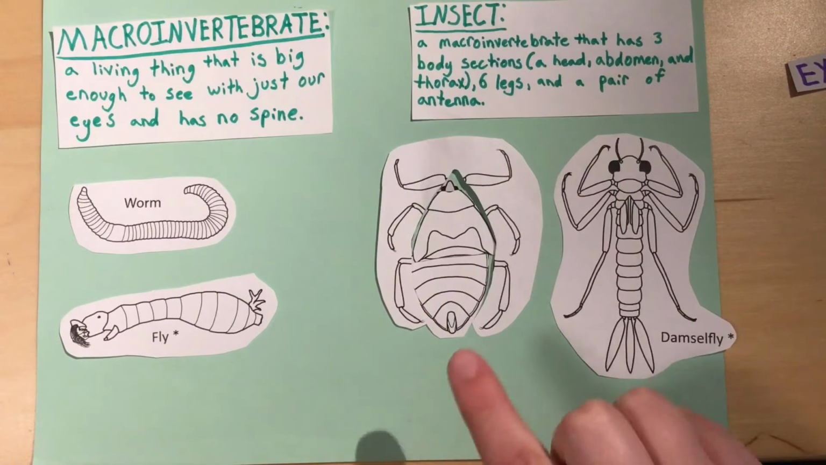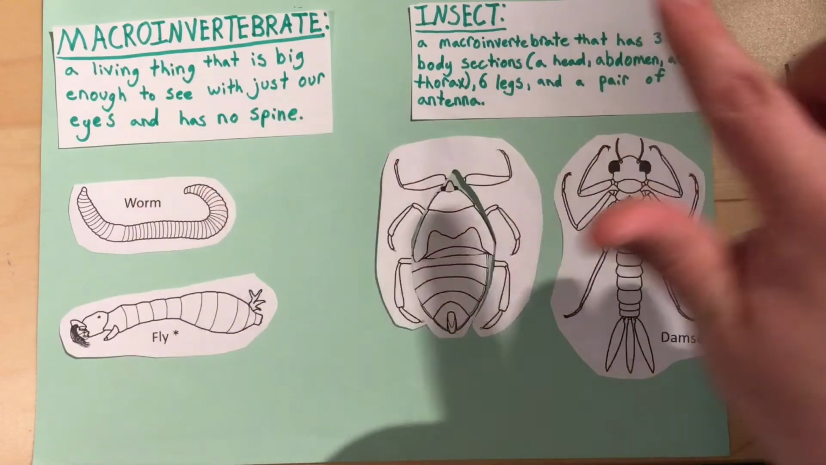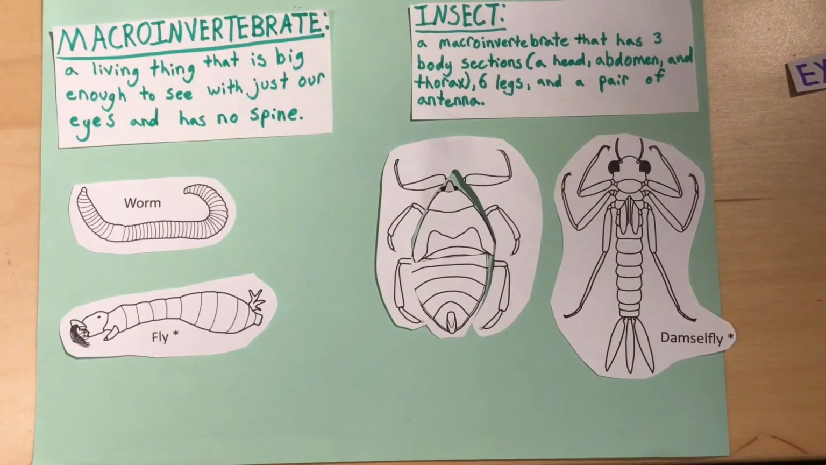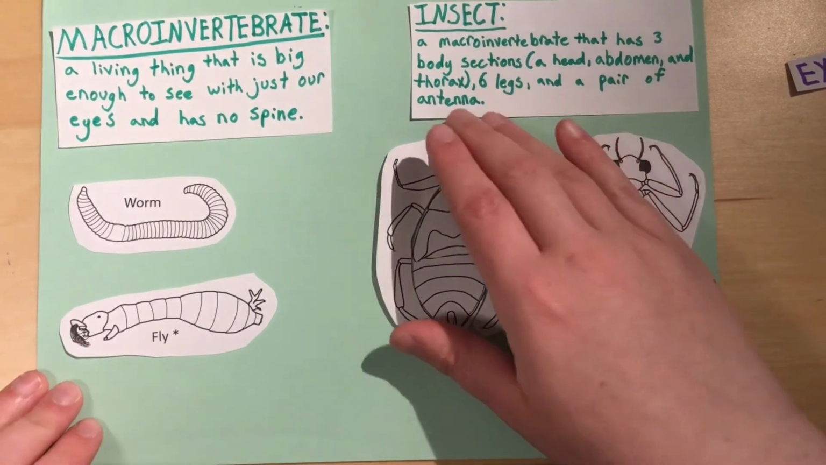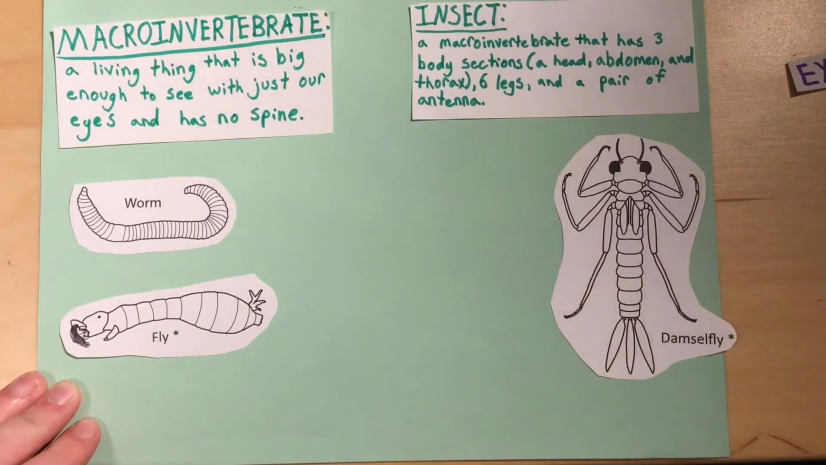So is our giant water bug a macroinvertebrate only, or is it also an insect? I'll give you a second to think about that. So this is actually an insect. It is both. So I'm going to bring it over into this category.